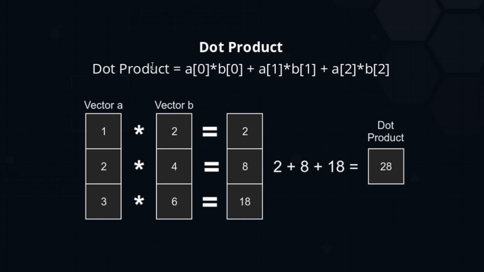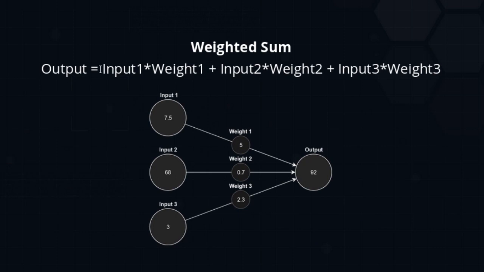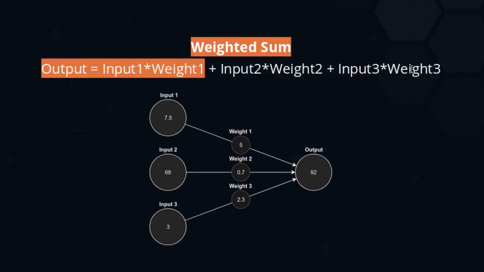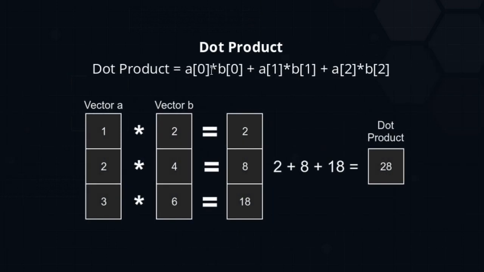As you can see, the dot product formula is pretty much identical to what we saw on the previous slide. If output is adding up together inputs multiplied by their respective weights, here in a dot product we will also multiply respective elements of two vectors and add them all up together. So here we have a vector A, where 1, 2, and 3 are its elements, and vector B with elements 2, 4, and 6. So vector A would be equivalent to our inputs, and vector B would be equivalent to our weights.